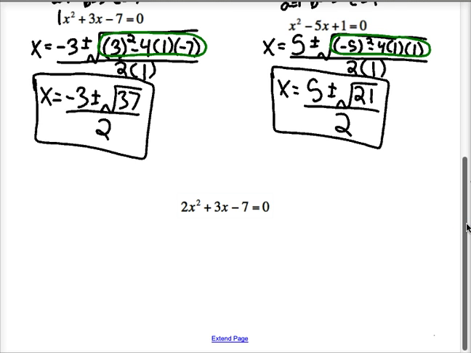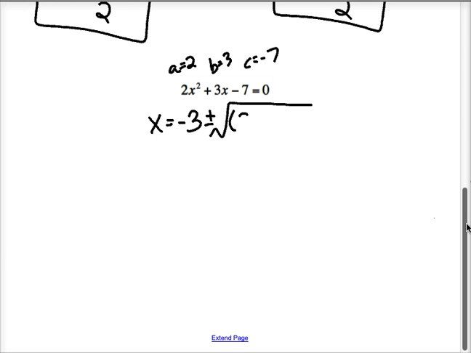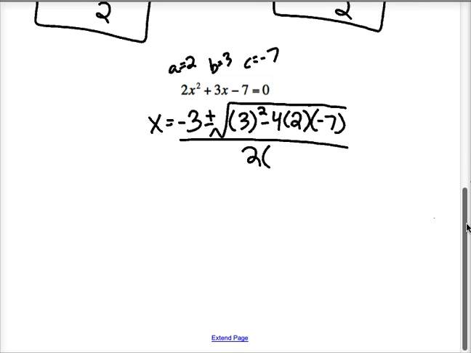All right. One last example, and then we'll be done with our notes. This time, what I want to show you is what happens when a isn't 1. So here, a is 2, b is 3, and c is going to be negative 7. So I'm going to start plugging this in. Negative b plus or minus the square root of b squared minus 4 times a times c, all over 2 times a.